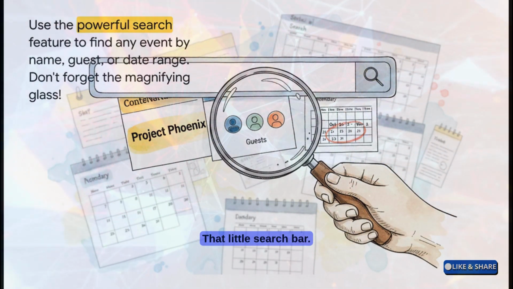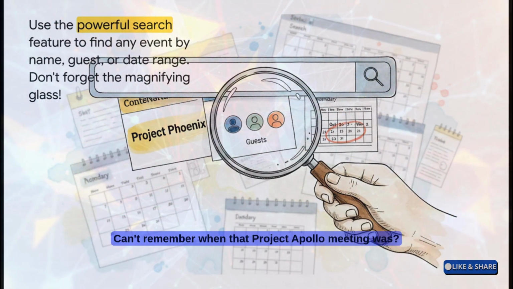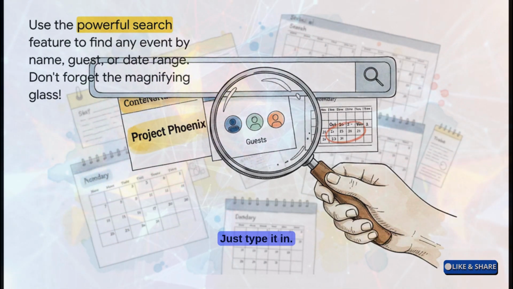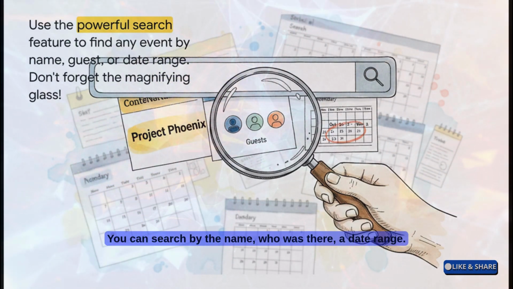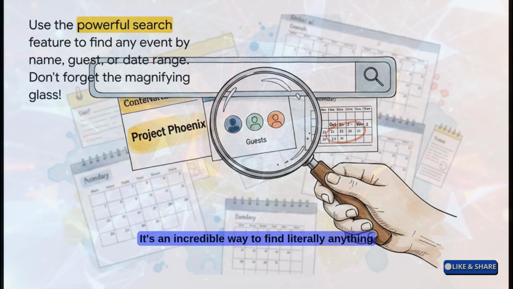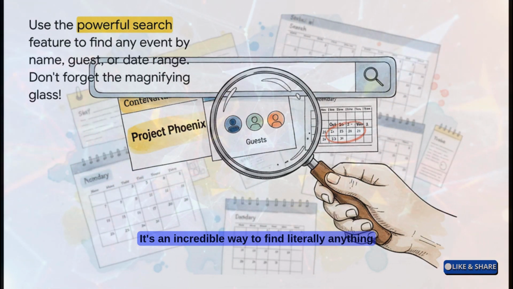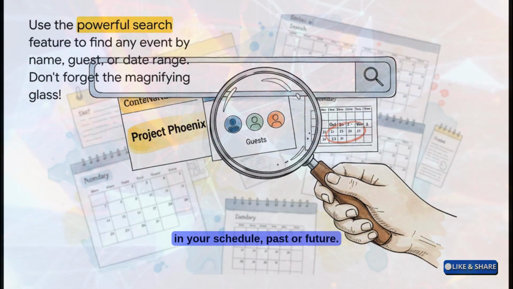Oh, and here's a tool that is so powerful, but so many people forget about it, that little search bar. Can't remember when that Project Apollo meeting was? Just type it in. You can search by the name, who was there, a date range. It's an incredible way to find literally anything in your schedule, past or future.